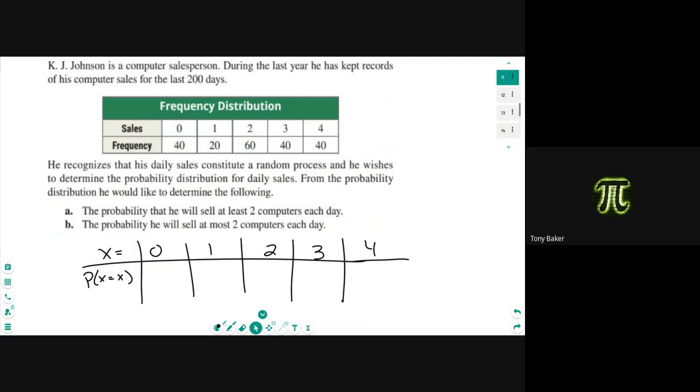So we've got our frequency distribution. We need to come up with our probability distribution. So how would we come up with the probability? How do we determine how many times he sells no computers? Somebody that hasn't spoken today.